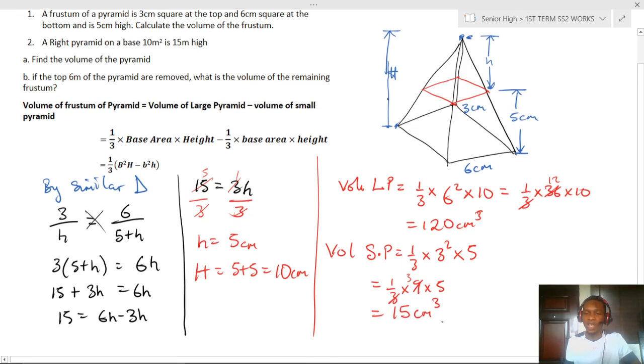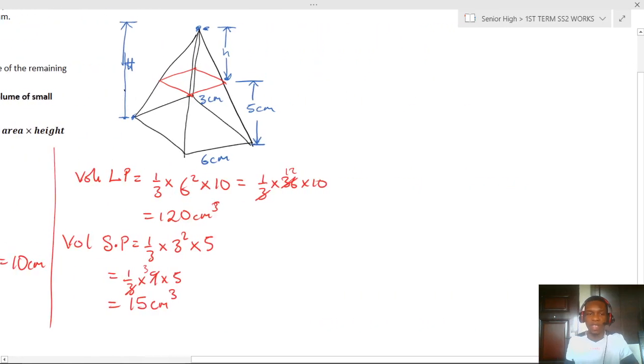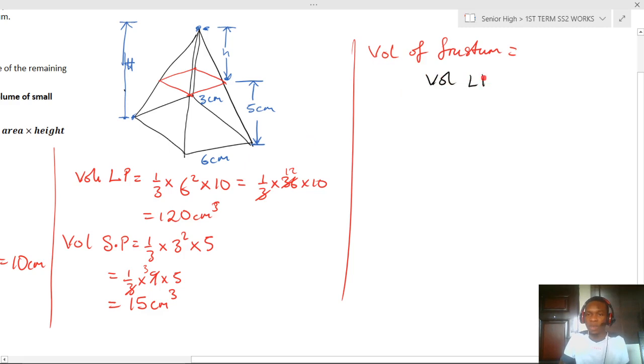So finally, how do we get the volume of our frustum? We get the volume of our frustum by subtracting the small pyramid from the big pyramid. So the volume of the frustum will be equal to the volume of the large pyramid LP minus the volume of the small pyramid SP. And that is equal to 120 minus 15. And what do we have at the end? We have 105 centimeter cube. So that's the answer.